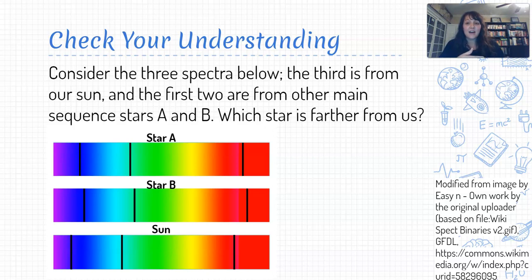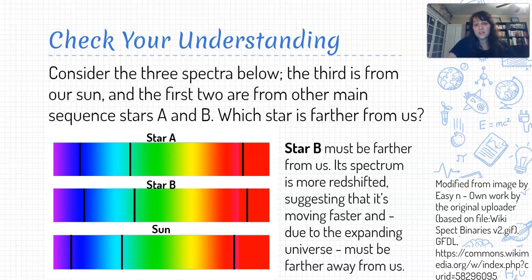Hubble's law tells us that the farther away an object is, the more redshifted its spectrum is going to be. And so star B must be farther away because its spectrum is shifted more dramatically over to the right, towards the red side of the continuum, than star A's is. Since it's more redshifted, we know that it's experiencing a greater Doppler effect, which means it must be moving faster, and if it's moving faster, it must be because it is farther away from us, and there is more space between us to be expanding and driving that motion, or apparent motion, away from us.